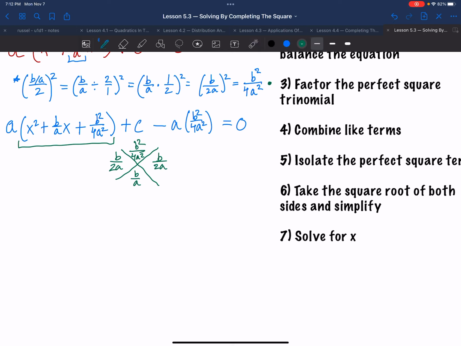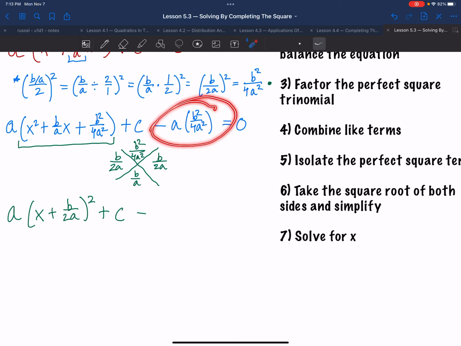And if you're looking at b over 2a plus b over 2a, b over 2a again, that equals 2b over 2a, which is just b over a, right? So it does indeed work. So this is going to factor like so. A times, this will be x plus b over 2a squared. Then I have my plus c minus, I could do a little bit of work here. I don't have to. Let me look at this. A times b squared over 4a squared.